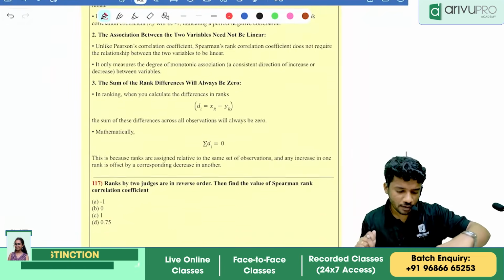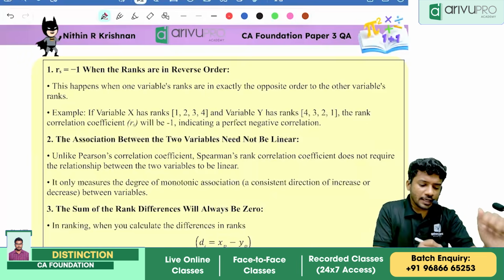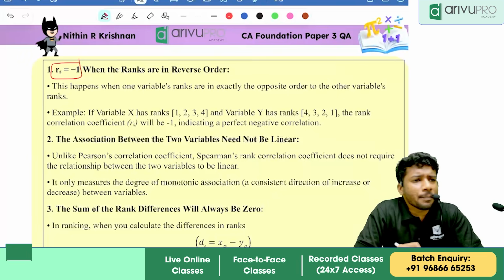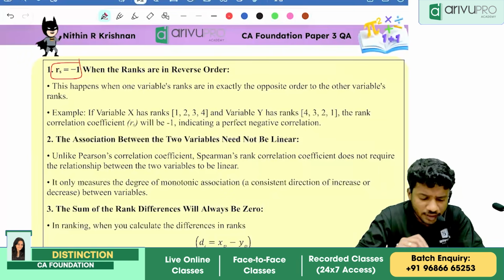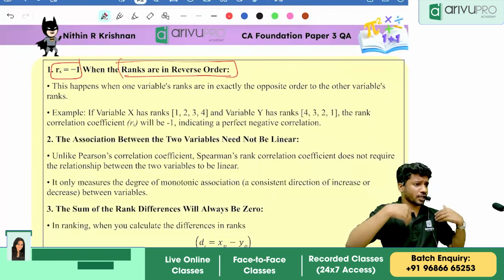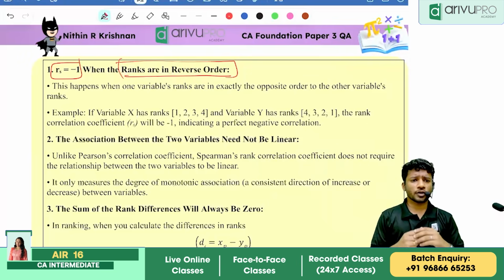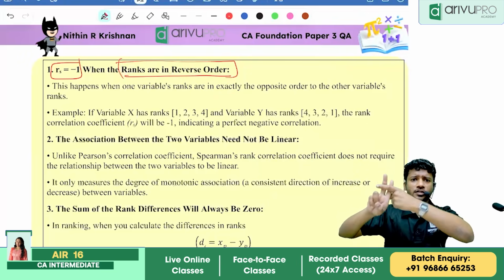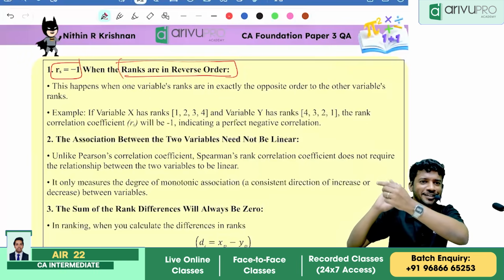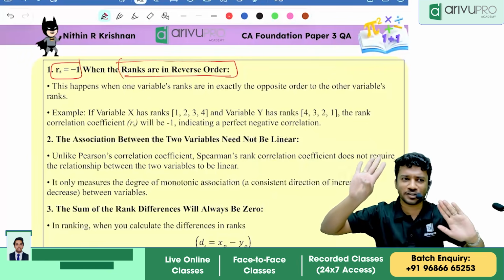Now people, one concept. If r is equal to minus 1, what does it mean? The perfect negative. R is equal to minus 1, it is perfect negative. Then the ranks are in reverse order. For example, I am going to rank the best food spots in Bangalore. First one is Empire, second one is Nandana Palace, third one is Meghna Foods, then fourth one is dal and chawal. Four things I rank.